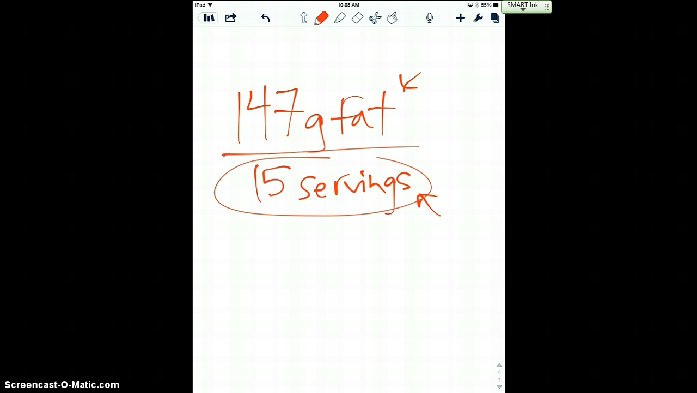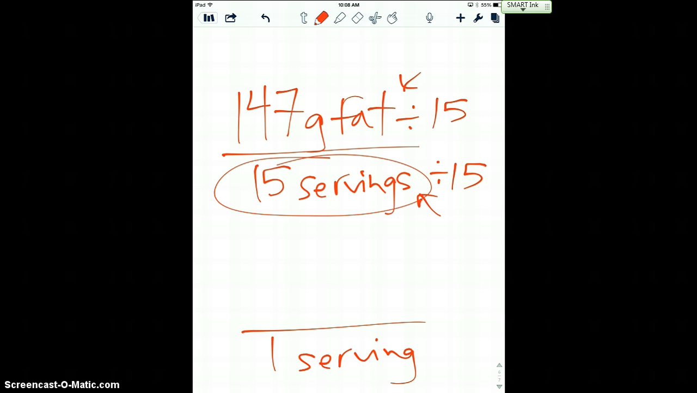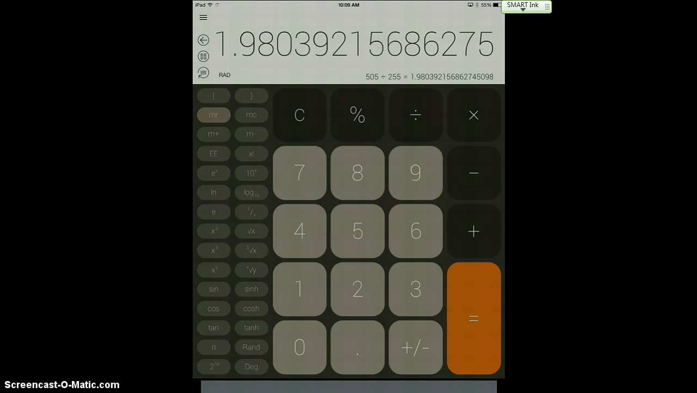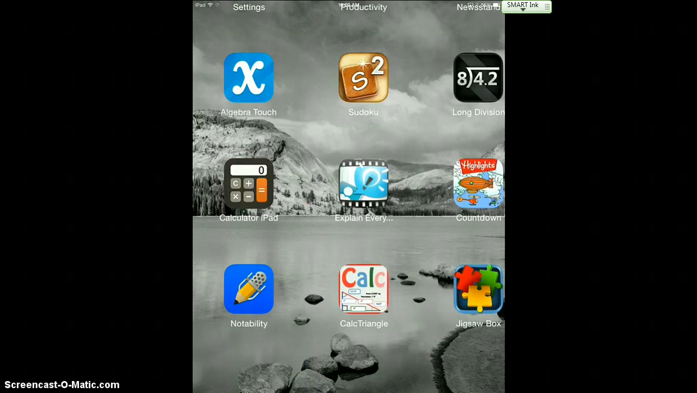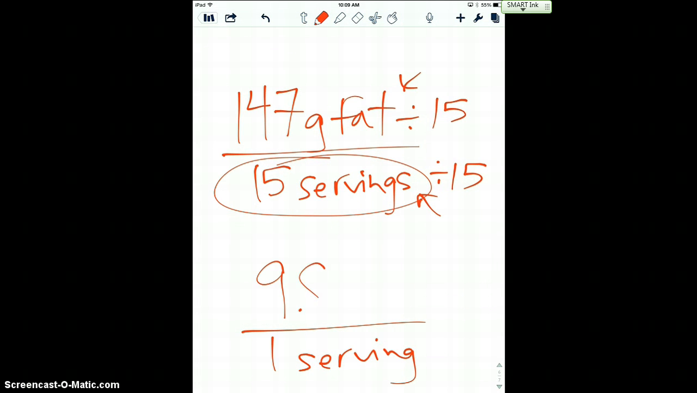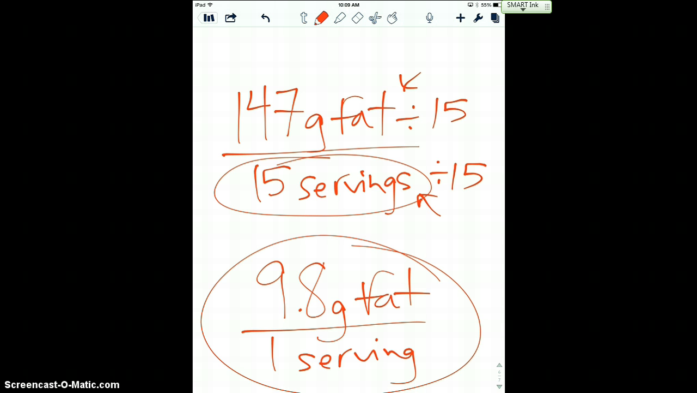So we want to make this into 1 serving. So how do we do it? Well, divide by the number that's there, 15, because then it will go down to 1 serving. Meaning I'm going to have to take 147 and divide it by 15. You could do that by hand, or I will let you make use of a calculator. So I have 147 grams of fat, dividing it into 15 servings, and I am at 9.8. So I'm going to go back here and write in 9.8 grams of fat per serving.